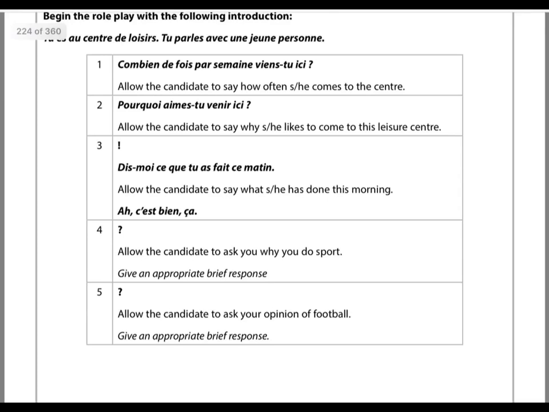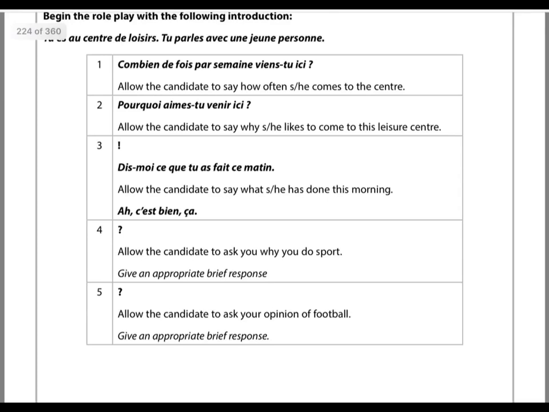Now, I'm allowed to repeat the question twice, but no more than that. So if you ask me for a 3rd time, I will simply have to move on. For the second question, the second bullet point, why do you choose this centre? Pourquoi aimes-tu venir ici? Once again, I have to phrase it in that precise way.